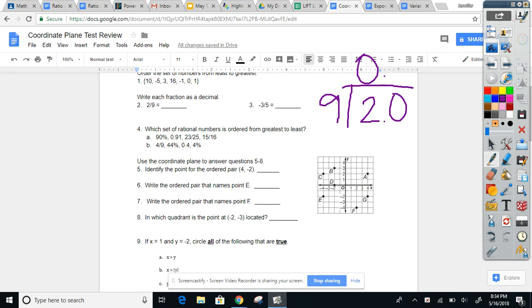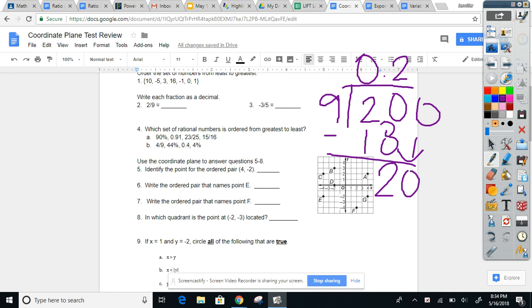9 times what gets me close to 20? That would be 9 times 2. 9 times 2 is 18. Okay, 20 minus 18 is 2. I'm going to add another 0. And it's going to be 20 again. So guess what? It's going to be a repeating decimal. So my decimal would be 0.2 with the bar over it, okay?